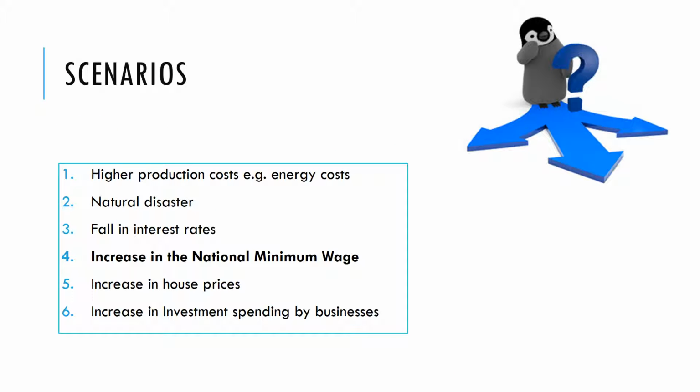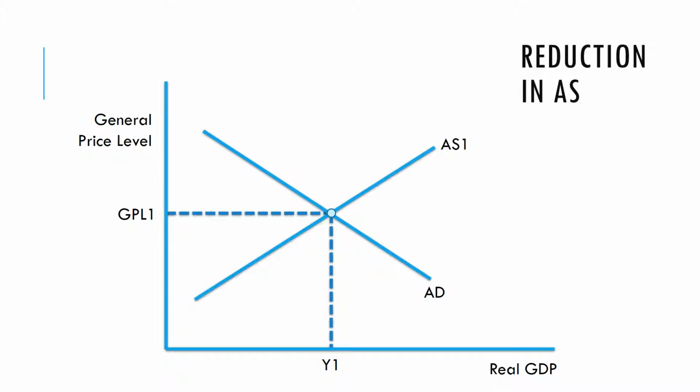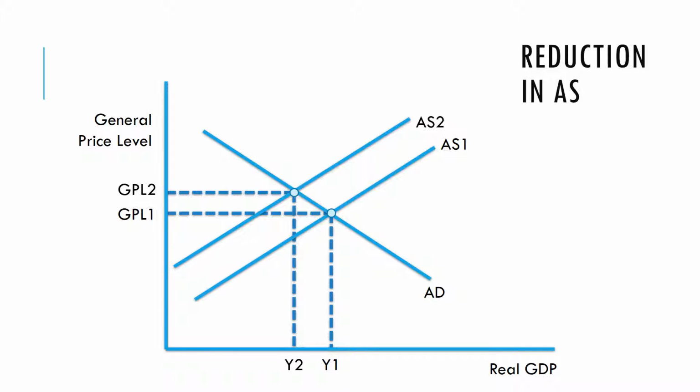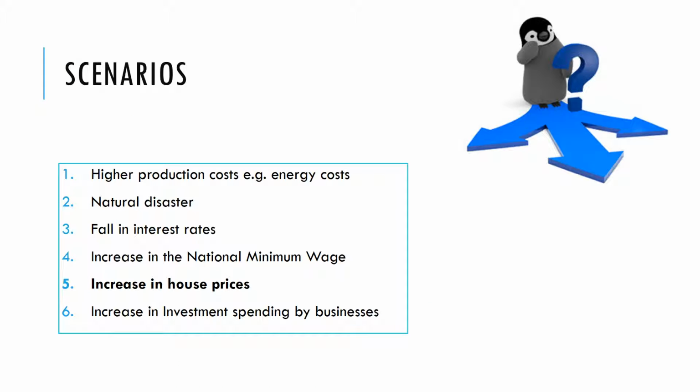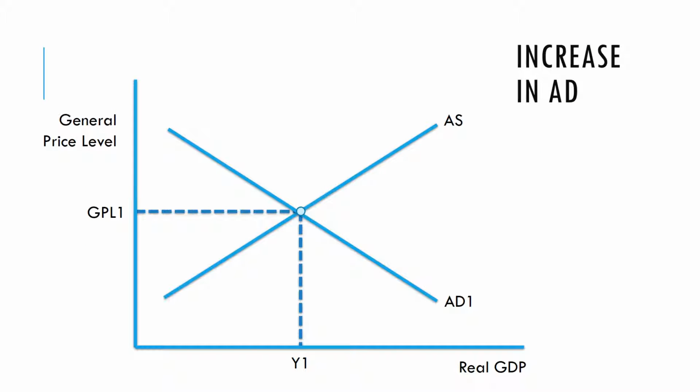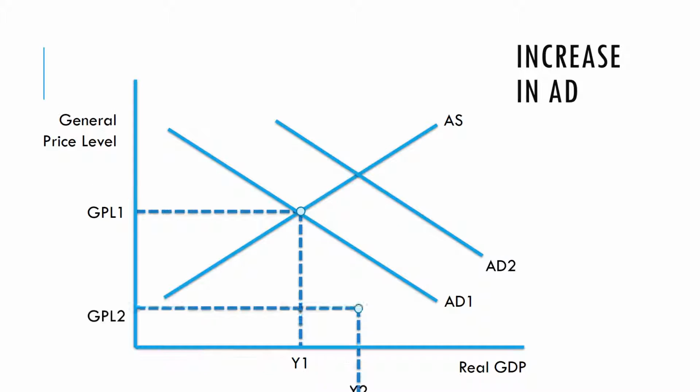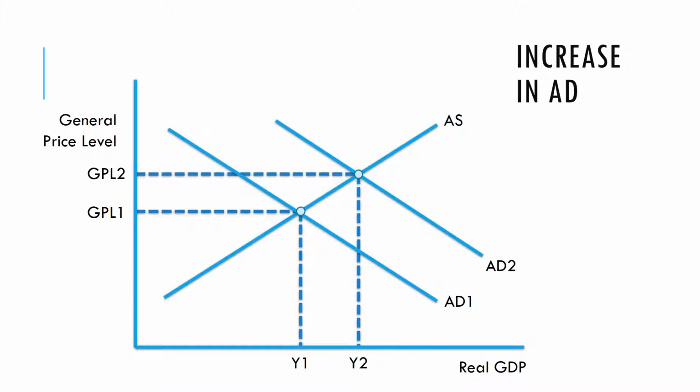An increase in national minimum wage, what impact might that have? Well, an increase in the national minimum wage would normally impact on businesses' costs, be an increase in their costs, so a reduction in supply. The impact of this would be a higher price level and a lower level of output. What about an increase in house prices? Well, an increase in house prices, normally as a result of the wealth effect, would lead to increased consumption, which would increase demand, increasing the price level and the level of real GDP.